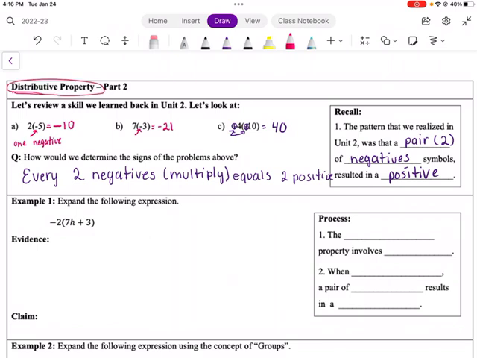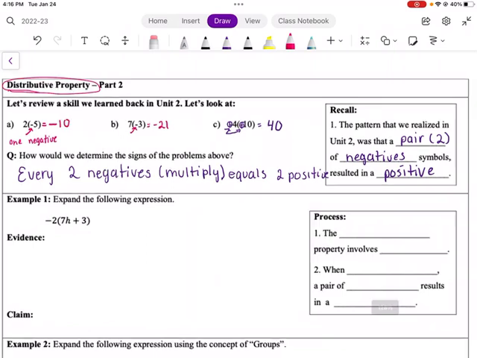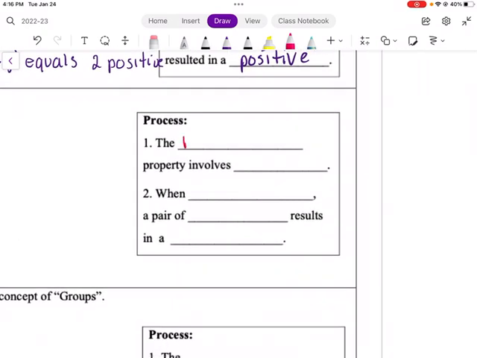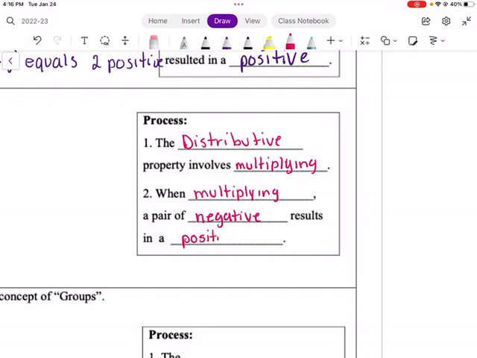All right, so we're going to continue working with the distributive property. The distributive property, make sure you're writing this down, involves multiplying. When multiplying, a pair of negatives results in a positive. Give you a second to catch up.